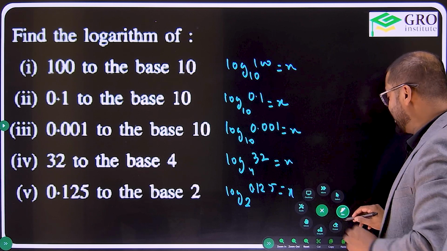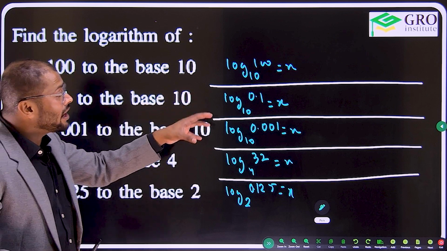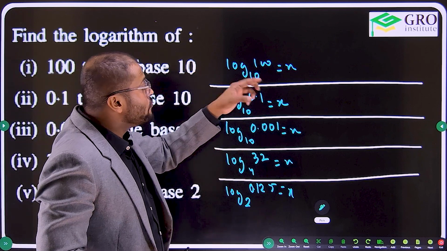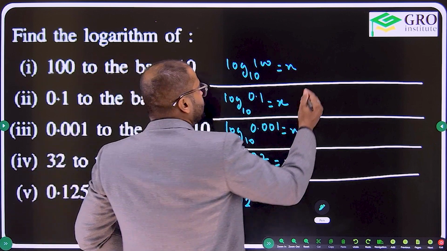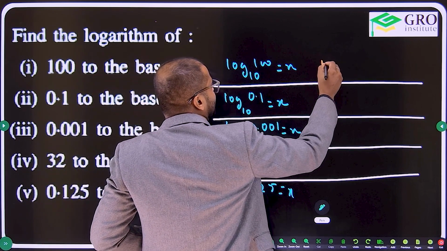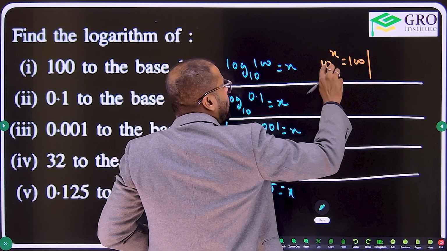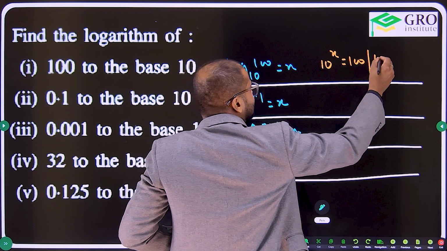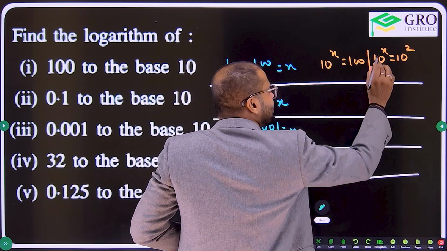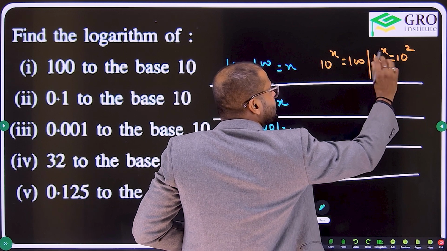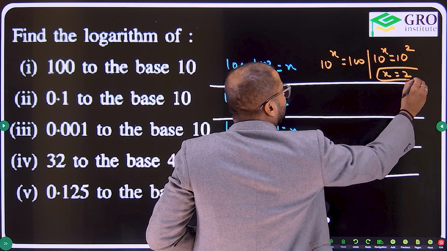Now let's begin solving the questions one by one. So guys, these are our logarithmic forms, and now we have to convert them into exponential form and get the value of x. So let's start. Base remains base, so 10 to the power x is equal to 100. Now 10 to the power x is equal to 100, written as 10 square. Now bases are same, so powers are equal. It is x is equal to 2. I hope it is clear.